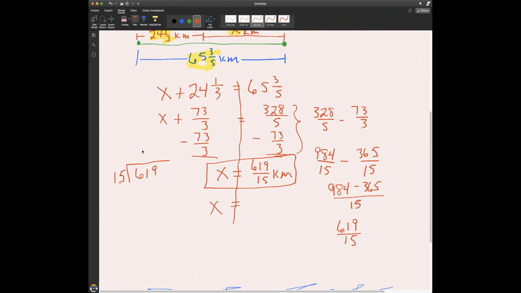So 15 goes into 61, 4 times, 15 times 4 is 60. I subtract, I get 1, and I bring down the 9. Does 15 go into 19? Yes, it goes in there 1 time, and I get 15. I subtract, and I get 4. So now I can write a mixed number. I have 41 and 4/15ths. Okay, and that should be the answer I'm looking for. So I can write 41 and 4/15 kilometers. So that's how far we've traveled.